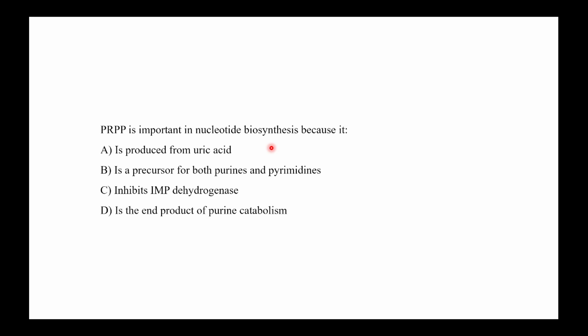Moving to the next question. PRPP is important in nucleotide biosynthesis because: option A, it is produced from uric acid. Option B, it is a precursor of both purines and pyrimidines. Option C, it inhibits IMP dehydrogenase. And option D, it is the end product of purine catabolism.